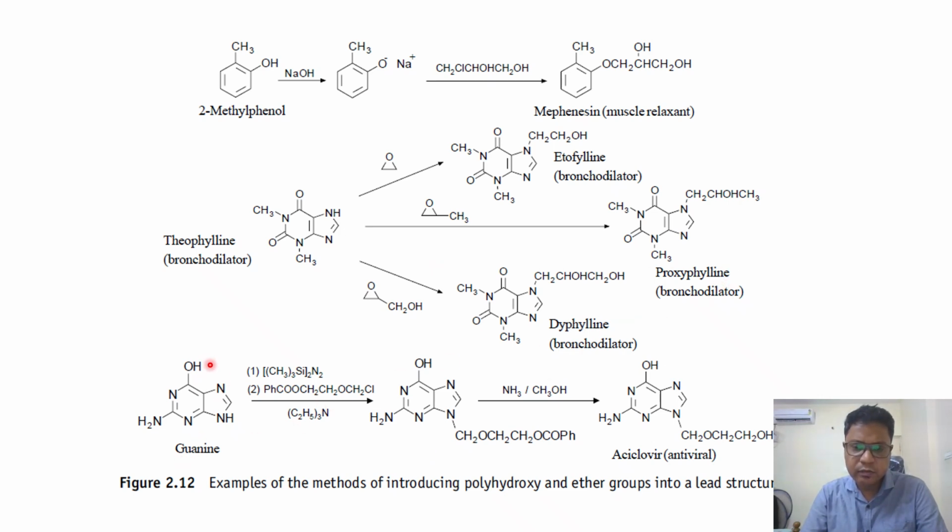Similarly, if we have guanidine, you can see we can incorporate an OH functional group here. First, we use this reagent here, and then after adding this in the nitrogen, if we cleave this one, we get a free OH group, which is a very good drug molecule used as an antiviral drug molecule.